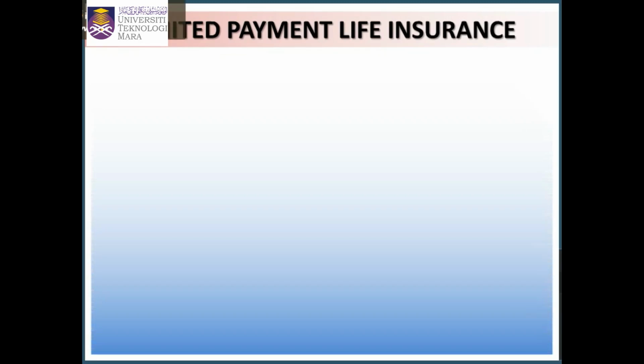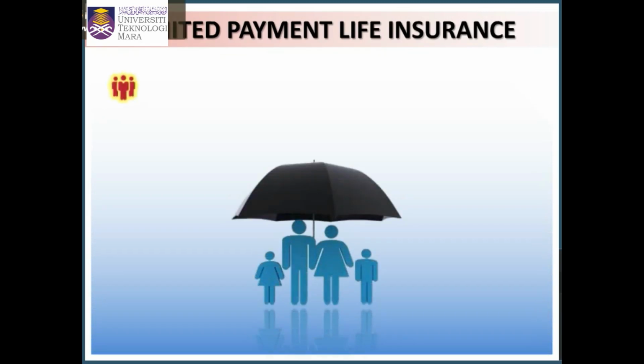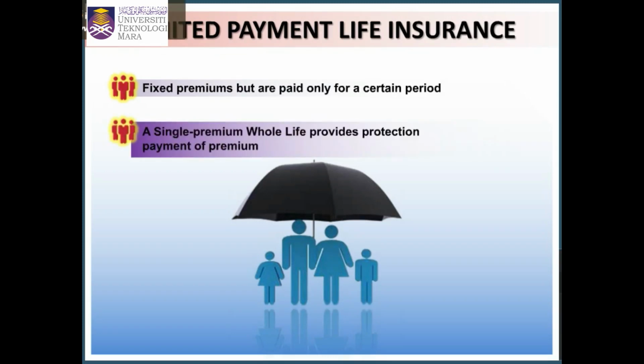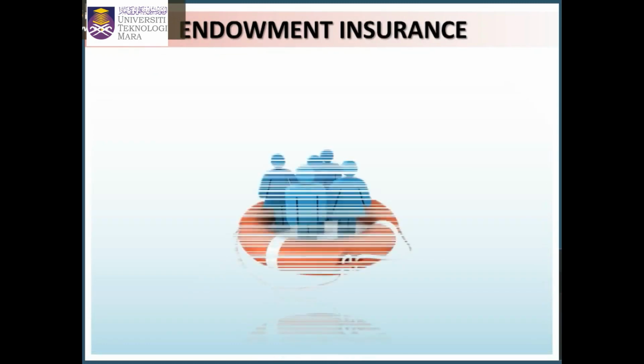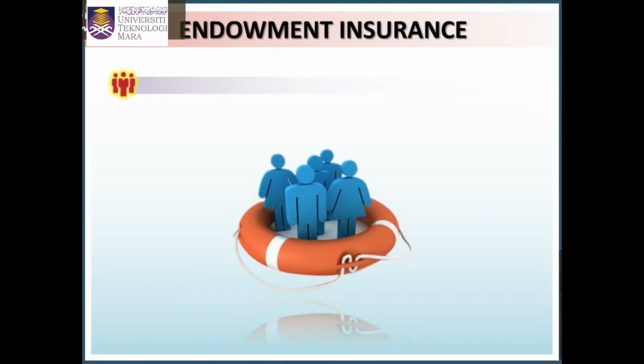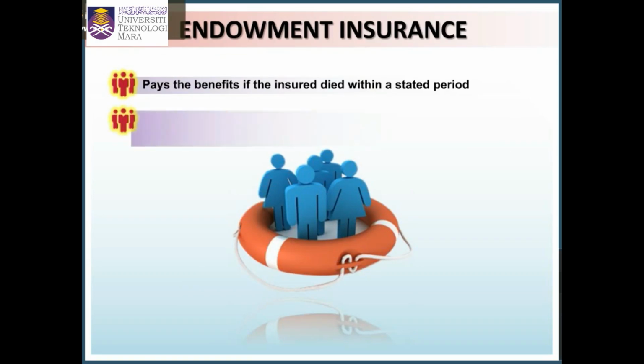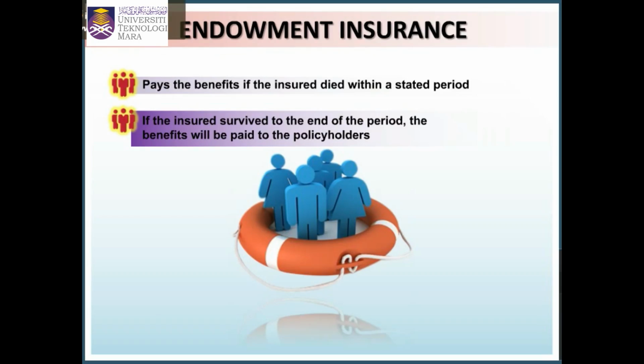Limited payment life insurance. Fixed premiums but are paid only for a certain period. A single premium whole life provides protection for a lump sum payment of premium. Endowment insurance. Pays the benefits if the insured dies within a stated period. If the insured survives to the end of the period, the benefits will be paid to the policyholders.